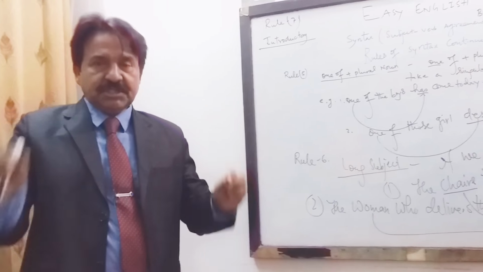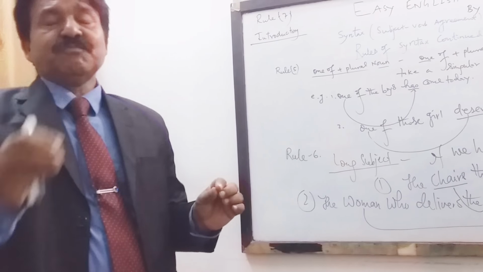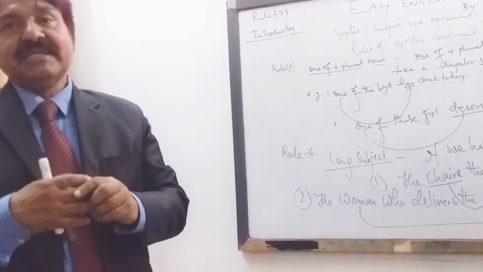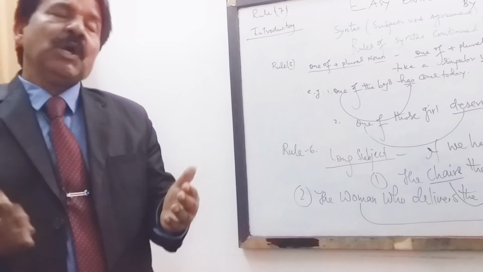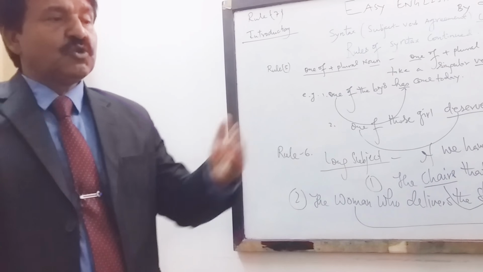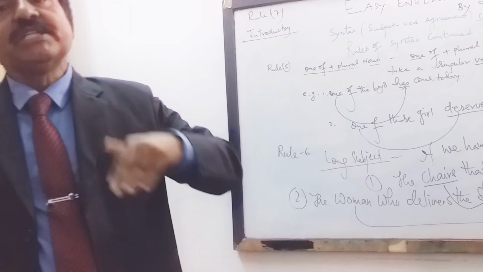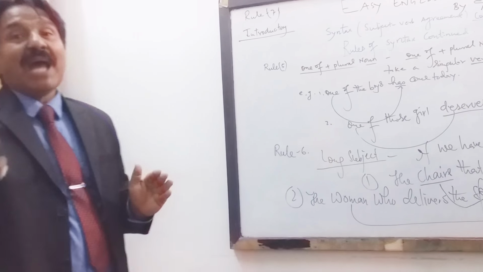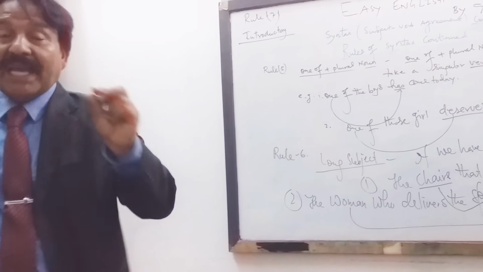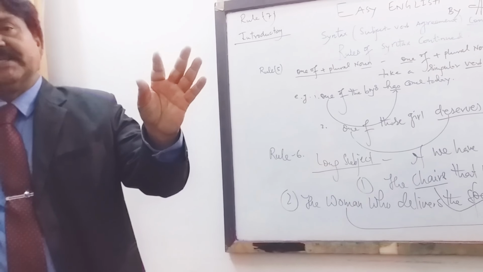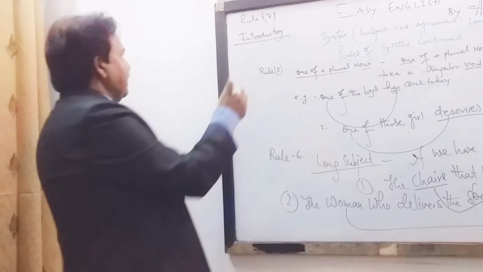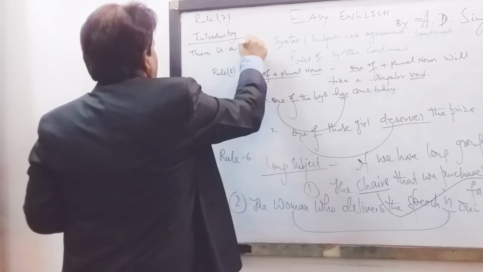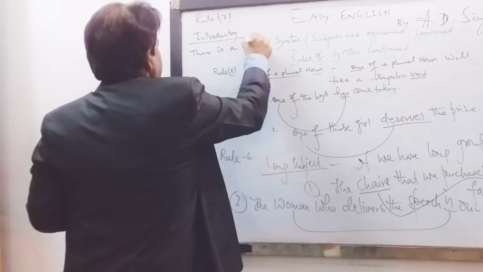I repeat, जब कोई भी सेंटेंस देर से हम शुरू करते हैं THERE, तो जो आने वाला नाउन है वो यदि सिंगुलर है तो वर्ब सिंगुलर हो जाएगा, वो यदि प्लूरल है तो वर्ब प्लूरल हो जाएगा. तो देयर के बाद जो नाउन आएगा उसी के अनुसार हम वर्ब को एग्री कराएंगे. जैसे देखिए, there is a boy in this class.